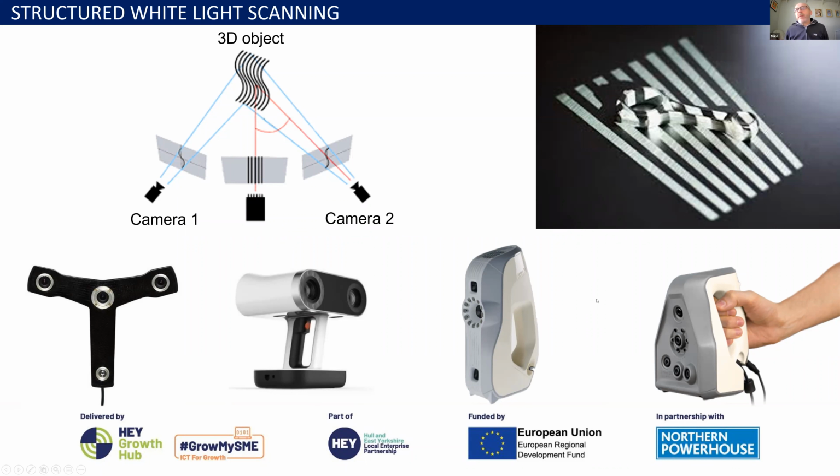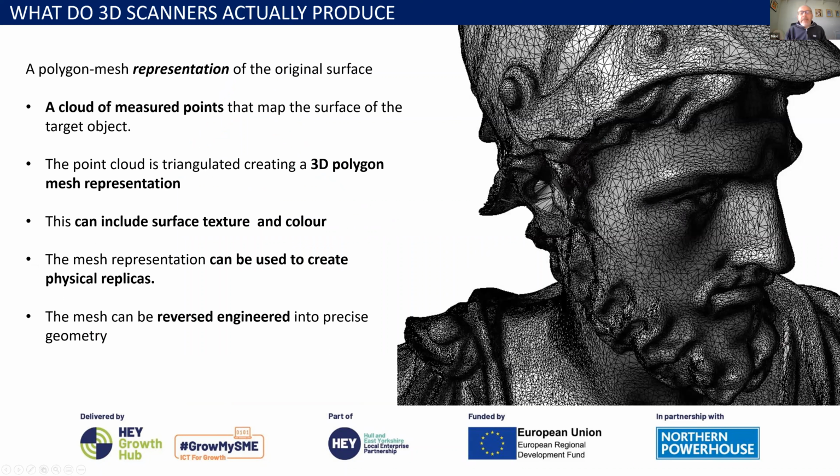What all these scanning technologies do, the terrestrial laser scanners, the infrared systems, the white light systems, is create a polygon mesh that represents the surface that it's scanning. So here's a particular bust, and hopefully you can clearly see on here the tens of thousands, if not millions, of points that have been triangulated. It's a polygon mesh that represents a surface.